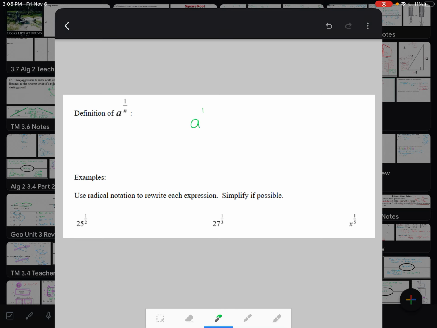So the definition of a to the 1 over n power is just saying it's a to the 1st power and then the root to the n power. So whatever is on top follows the a inside, and whatever is on the bottom is on the root outside.